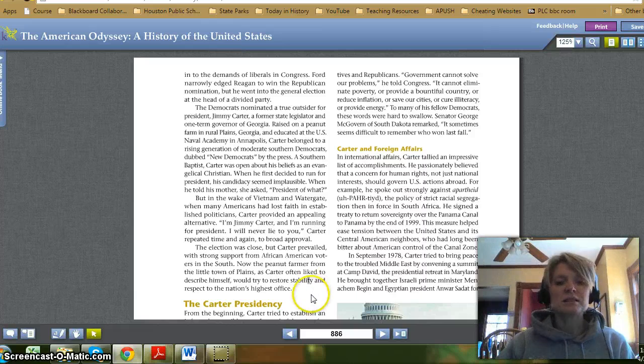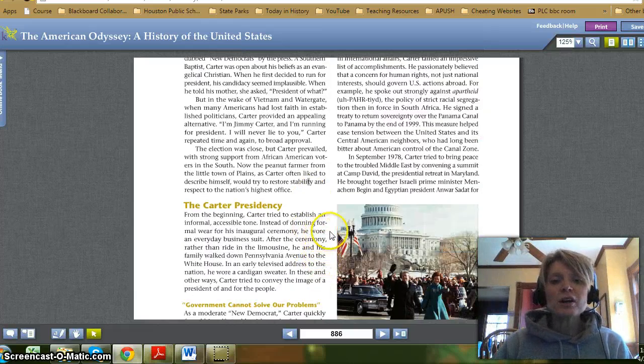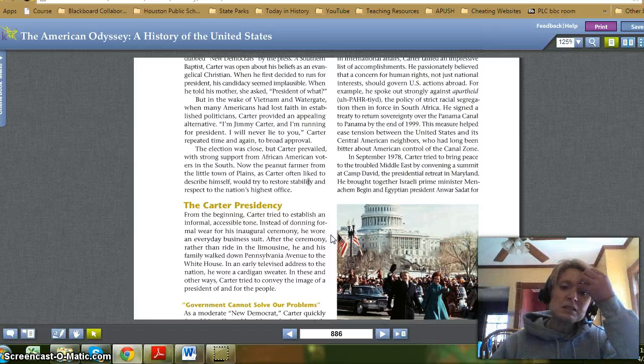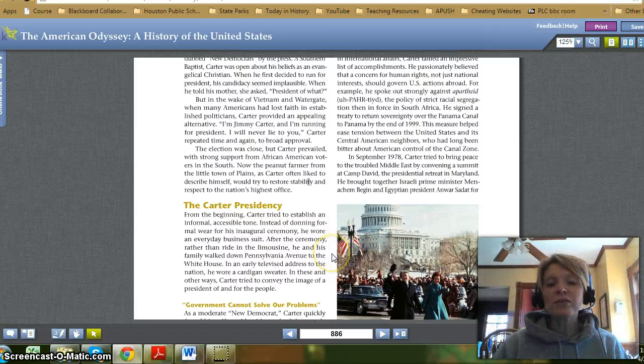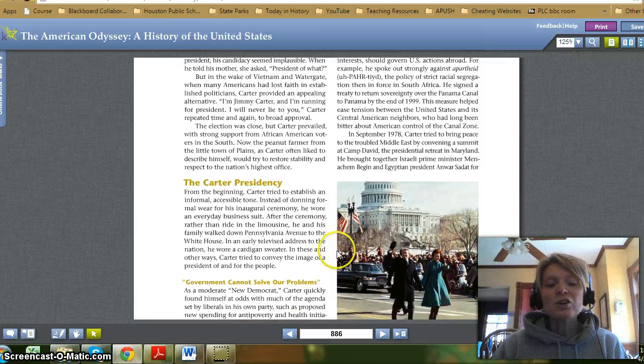The Carter presidency. From the beginning, Carter tried to establish an informal, accessible tone. Instead of donning formal wear for his inaugural ceremony, he wore an everyday business suit. After the ceremony, rather than ride in the limousine, he and his family walked down Pennsylvania Avenue to the White House. And here's a picture of that. In an early televised address to the nation, he wore a cardigan sweater. In these and other ways, Carter tried to convey the image of a president of and for the people.